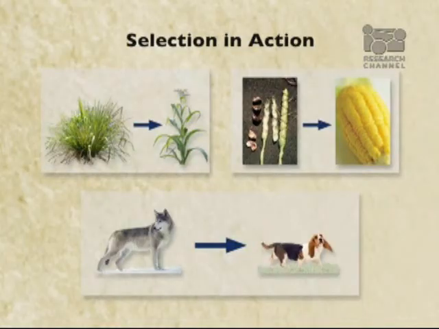How about in animals? And for this example of artificial selection, I'd like to talk about dogs, which I think are a wonderful example. They're introduced in the next short video.